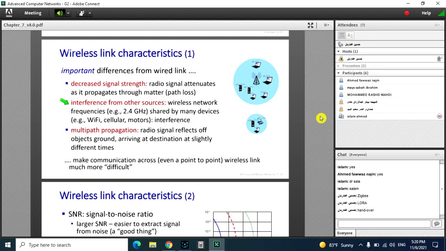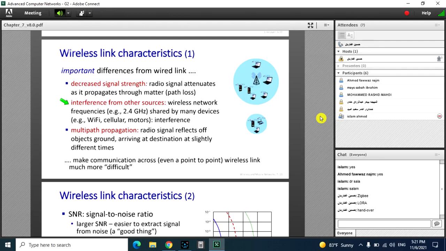The second difference is that in a wireless network we have several interferences. Why? Because in a wired network I have a wire which is under my control. I can control it completely. But in a wireless network, I'm using air as the medium of my network. I cannot control the air. For example, in Wi-Fi, we are using 2.4 gigahertz and channels.